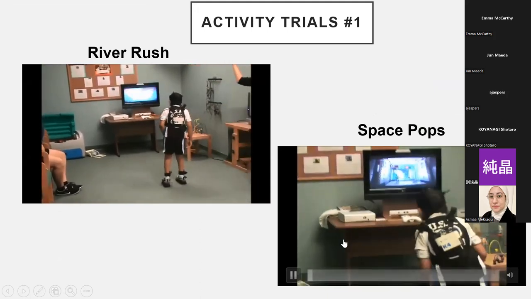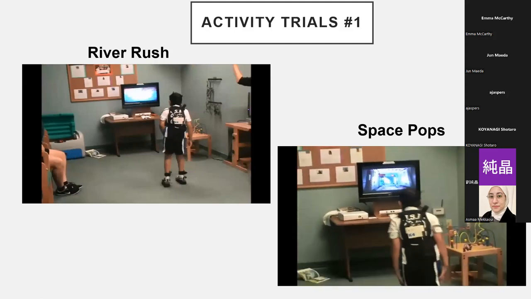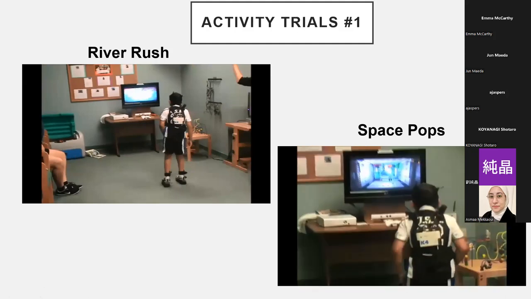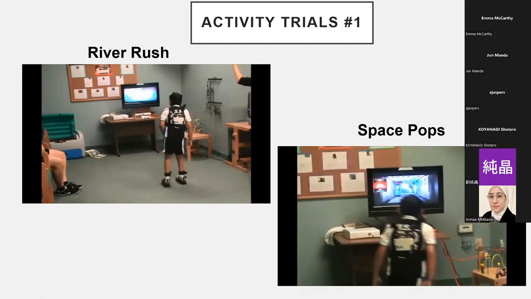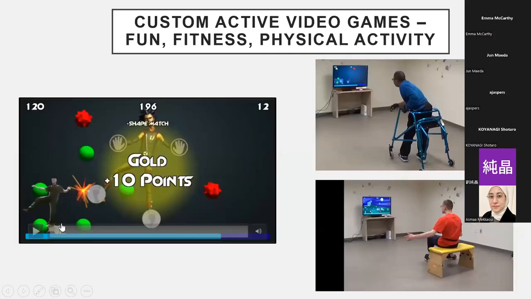And here's one that's upper extremity called Space Pops, a commercial game. He didn't get it at first. And I'm trying to tell him that you have to flap your arms to go up in space and fly like a spaceman, there he goes, and get your points by hitting the space pops, popping the space balloons. So again, activity for lower and upper extremities.